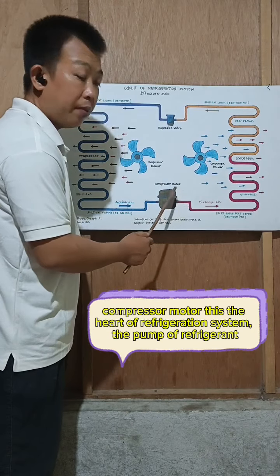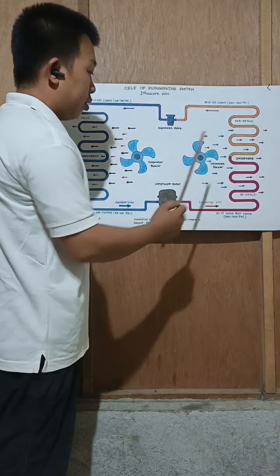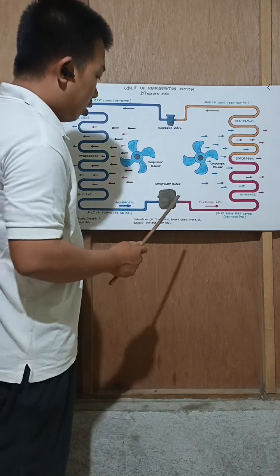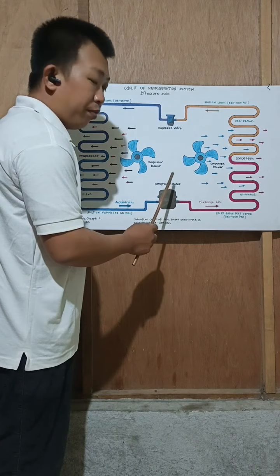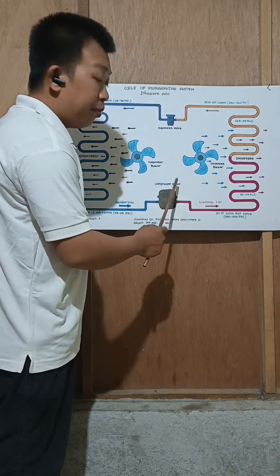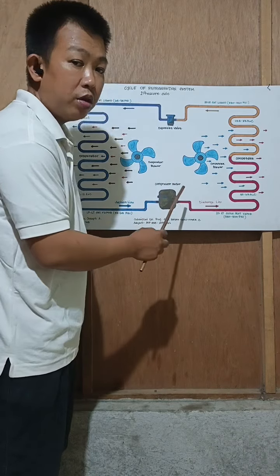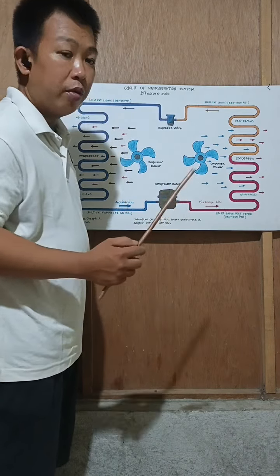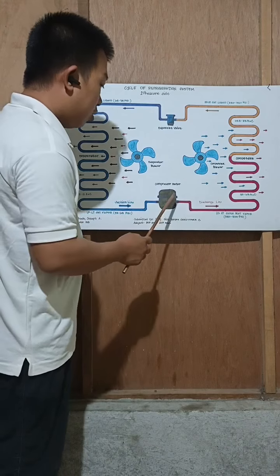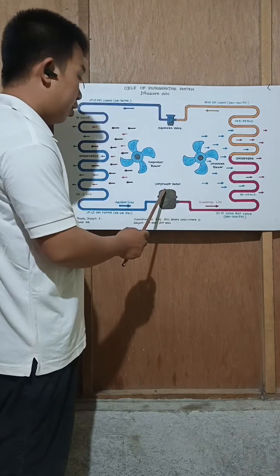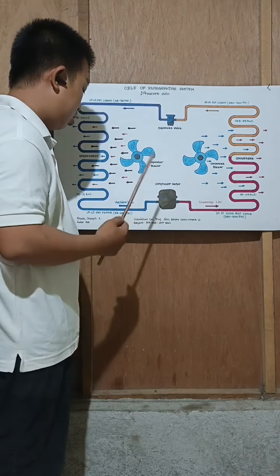It serves as a pump of the refrigerant. Here in the compressor motor, they use different ranges of voltage. They use 115 volts to 230 volts. So the cycle begins here in the compressor motor.